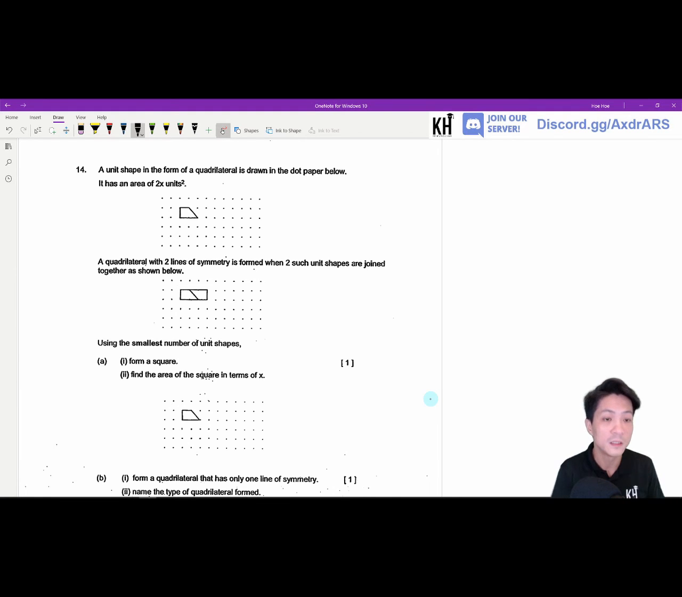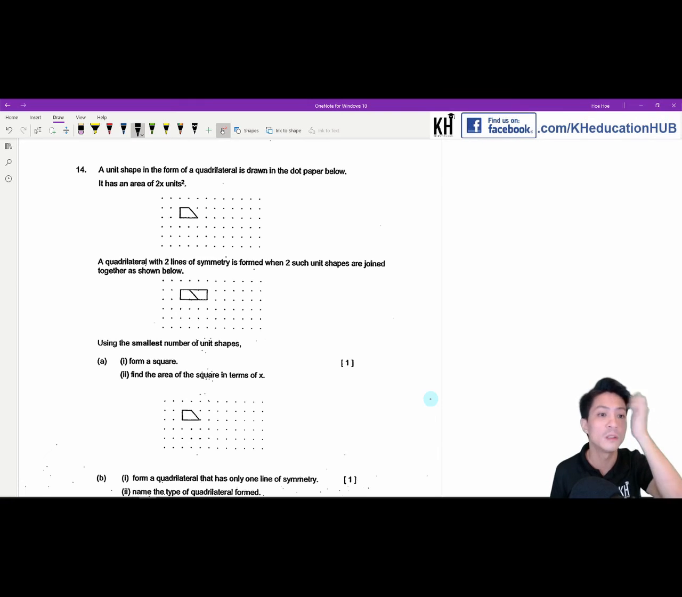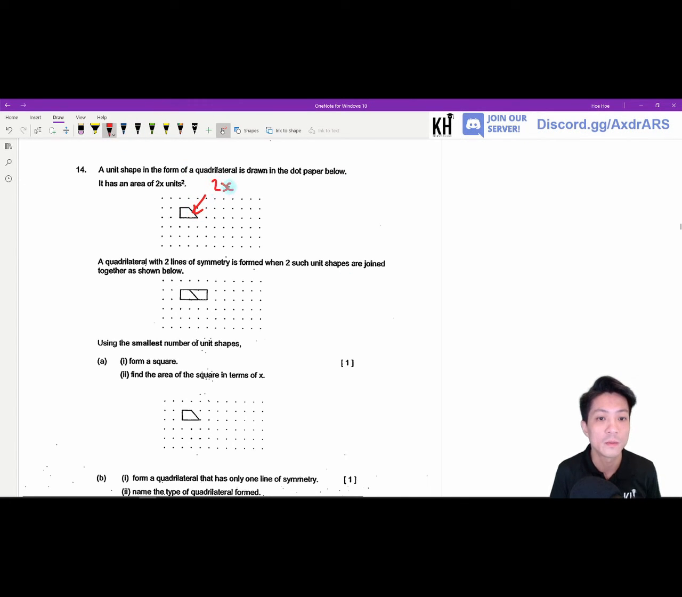Okay, question 14. A unit shape in the form of a quadrilateral is drawn in the dot paper below. It has an area of 2x square units. Okay, so this is 2x. A quadrilateral with 2 lines of symmetry is formed when 2 such shapes are joined together as shown below using the smallest number of unit shapes.